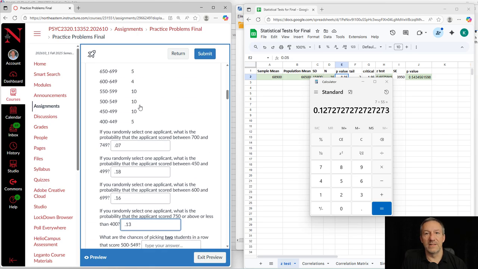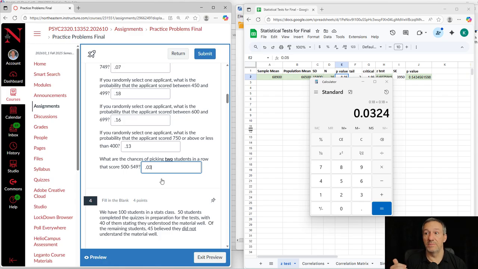What are the chances of picking 2 students in a row from 500 to 549? This is the multiplication rule. So the first one is 10, so 10 divided by 55 gives you 0.18. So 0.18 times 0.18 is 0.03. The chances of picking 2 students between that number is about 3%.